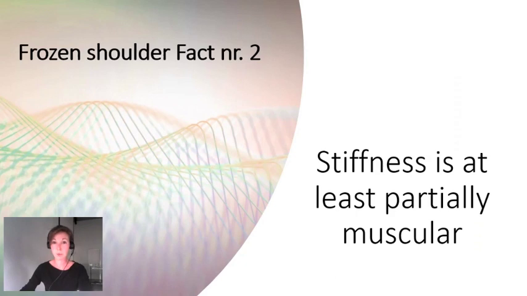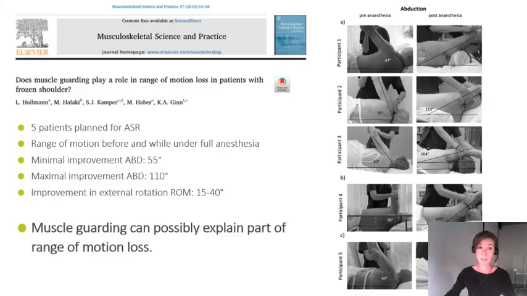That brings us to our fact number 2. Stiffness is at least partially muscular. This fact is nicely illustrated by the study of Holman, which many of you might have read, on the role of muscle guarding in range of motion loss in patients with frozen shoulder. They investigated 5 patients with frozen shoulder that were planned for arthroscopic release, and they measured their range of motion before and while under full anesthesia.